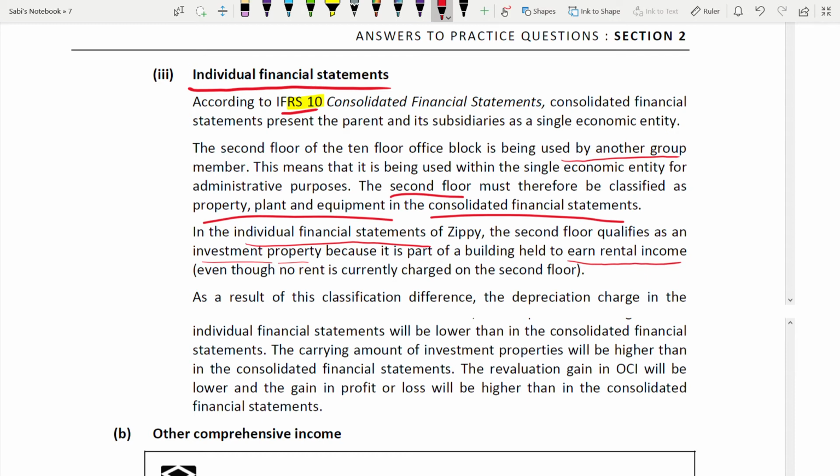Even though no rent is charged at the second floor, yes, definitely, because the second floor is for the subsidiary too. For them it is free of charge. No rent is charged currently. Okay.